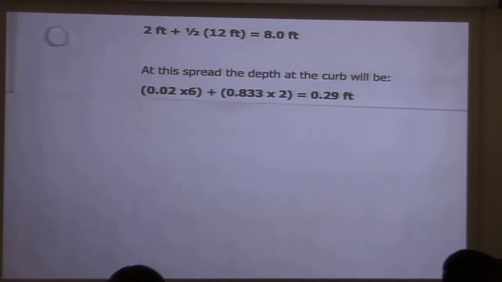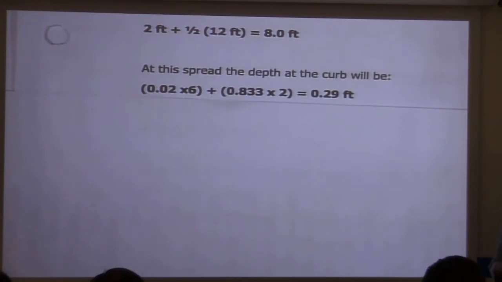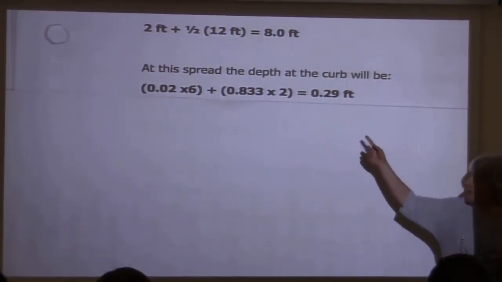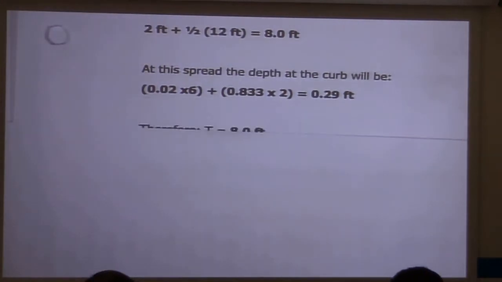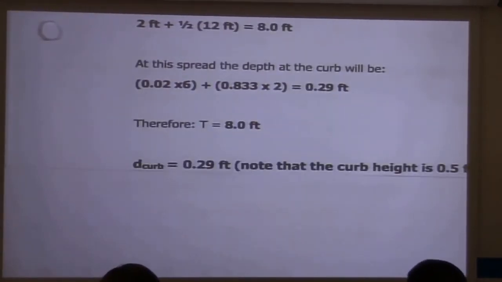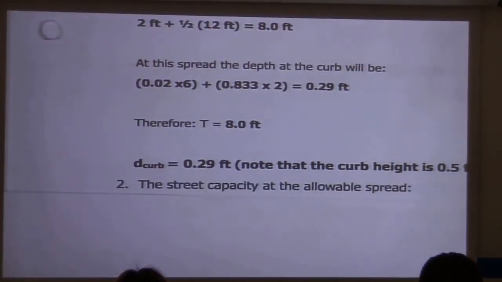All right, here it is. Because what you're doing is taking 0.02 times that 6 feet in the street, and then your composite section. So you have to have them together. The depth of the curb now will be 0.29. Okay, there for your T is that, your depth is that. And notice that the curb height is 0.5, so we are not overtopping the curb, right? Okay. So the street capacity at that allowable spread is what?